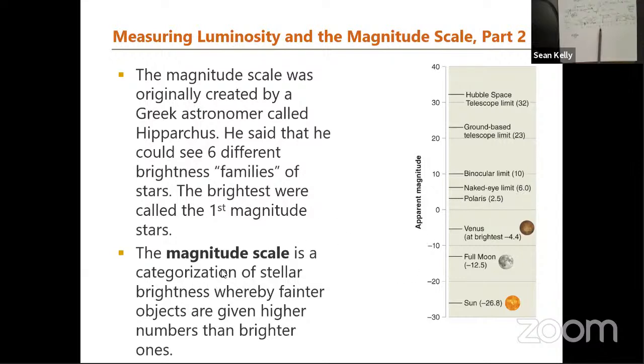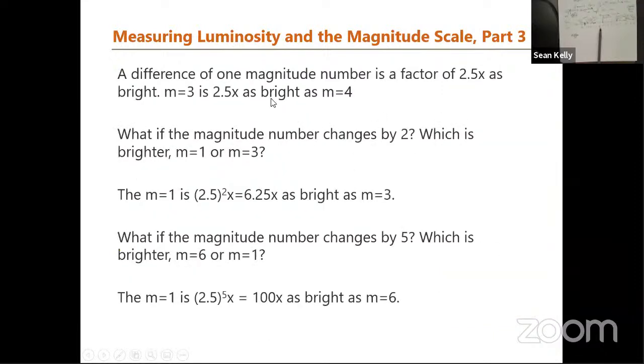Okay. The magnitude scale is a categorization of stellar brightness whereby fainter objects are given higher numbers than brighter ones, right? The higher you go, the dimmer the object is. This is a little confusing. It's kind of backwards. Thank you, Hipparchus. Okay, so let's do some examples. A difference of 1 magnitude number is actually a factor of 2.5 times as bright. This is something you need to memorize. If you change by 1 magnitude number and you lower it by 1, then it's 2.5 times as bright.